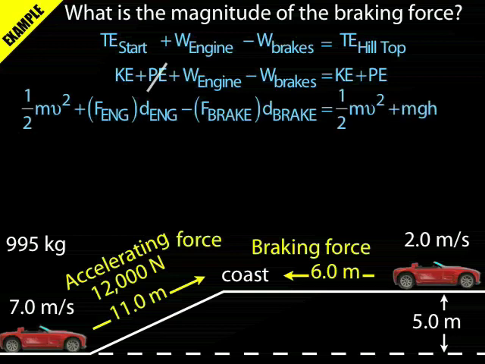Next step, I'm going to throw in my formulas. So 1/2 mv squared plus the force of the engine times the distance of the engine minus the force of the brake times the displacement of the brake equals 1/2 mv squared at the top of the hill plus mgh at the top of the hill.